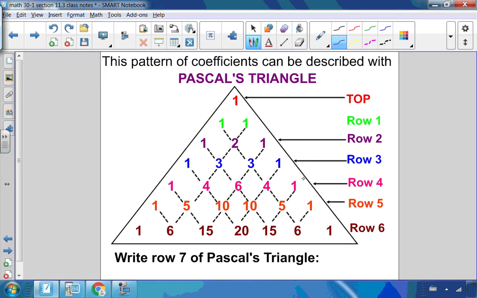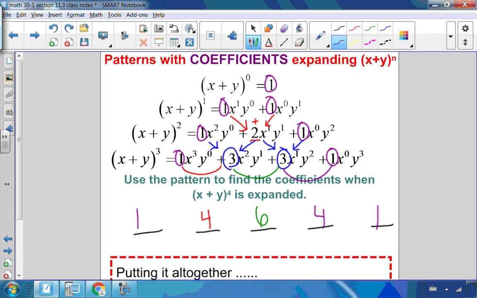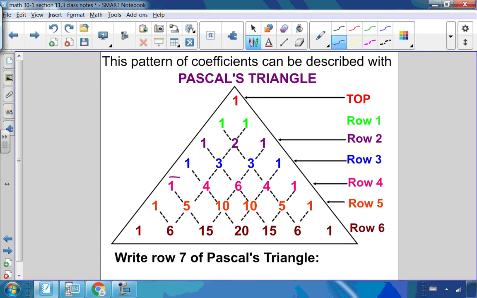So this is the one that we just did. If you go back over here, see the 1, 4, 6, 4, 1? That was this row right here. Okay, so I know I did it right. So you just continue the pattern. So start with 1, end with 1, add the 2 from above. So I have the first 6 rows there.